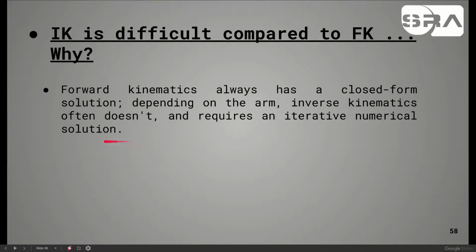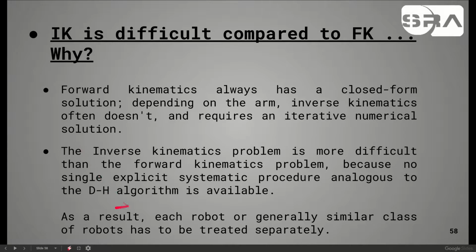I hope you remember that during forward kinematics we used something called the DH algorithm. While solving, we used the DH algorithm. In inverse kinematics we are not going to have any kind of algorithm. It is going to be completely based on trigonometry and some mathematical tools. So that is one reason why IK is considered difficult.